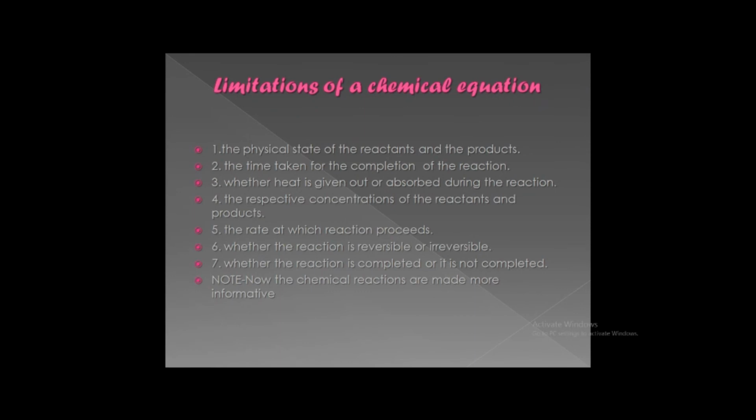There were some limitations of a chemical equation, but these limitations have now been overcome. What were the earlier limitations? First, the physical state of the reactants and the products: when chemical equations were written, they did not demonstrate the physical state, meaning whether they were solid, liquid or gas. Second, the equations do not tell the time taken for the completion of the reaction. Third, whether heat is given out or absorbed during the reaction.